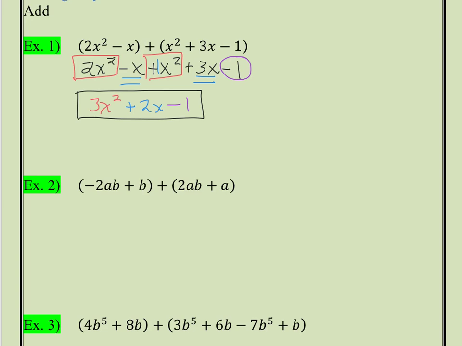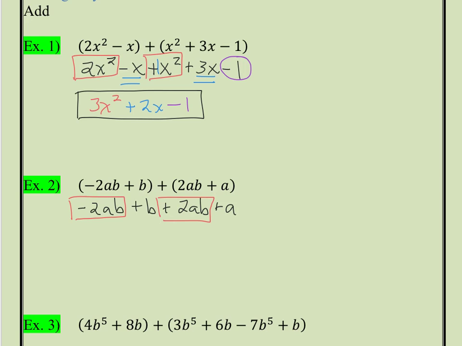Same thing with example 2. This plus sign has no bearing on the problem, so we can just drop the parentheses and collect like terms. So now I'm looking for the same variable strings. So I'm going to start with this AB. So this is my first term. Are there any other terms with an AB? Yep. So these are alike.